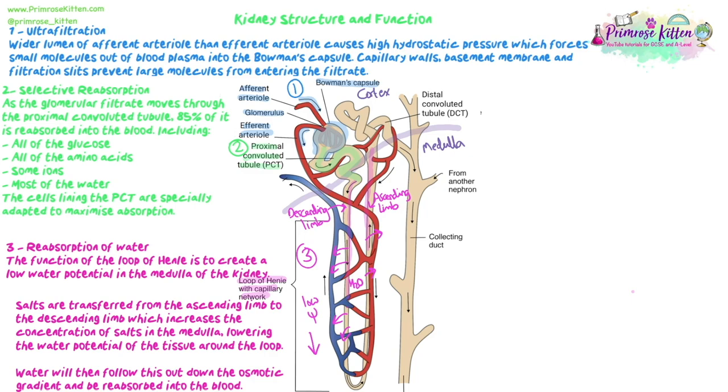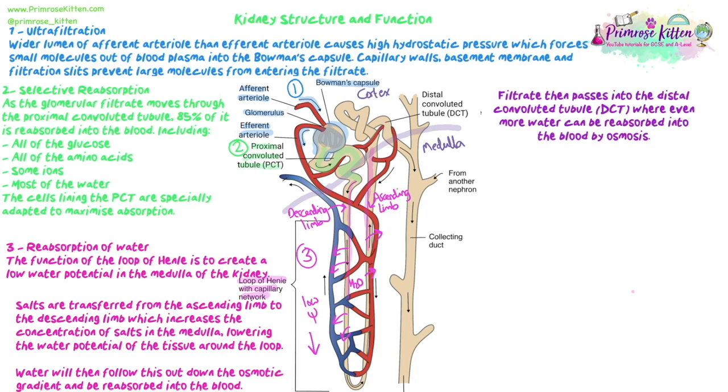That causes water to move out of the filtrate in the loop of Henle by osmosis, and it gets reabsorbed into the blood. You can see that network of capillaries around the loop of Henle. We'll go into more detail about how this happens, because you need to be more specific about how this process actually works. But this basically starts the process of concentrating the urine and removing some of the water.